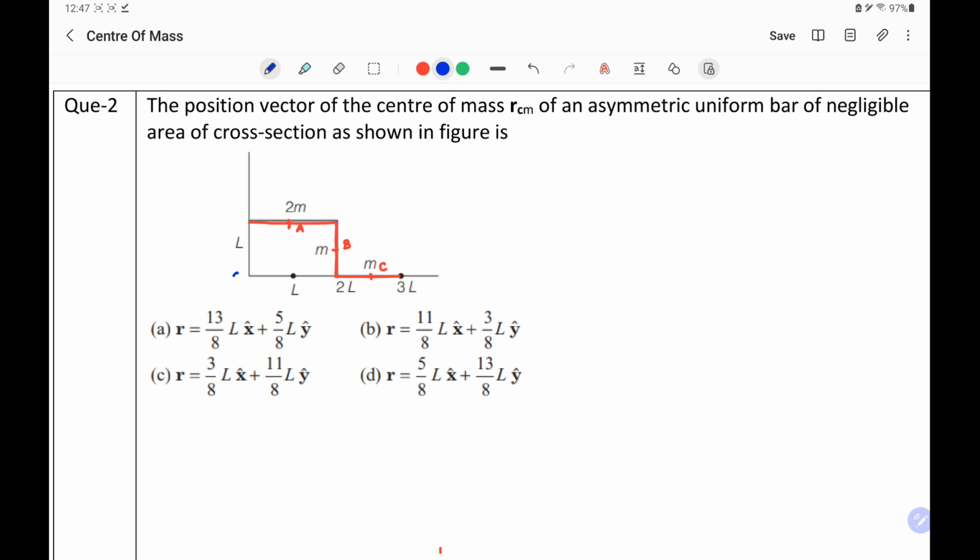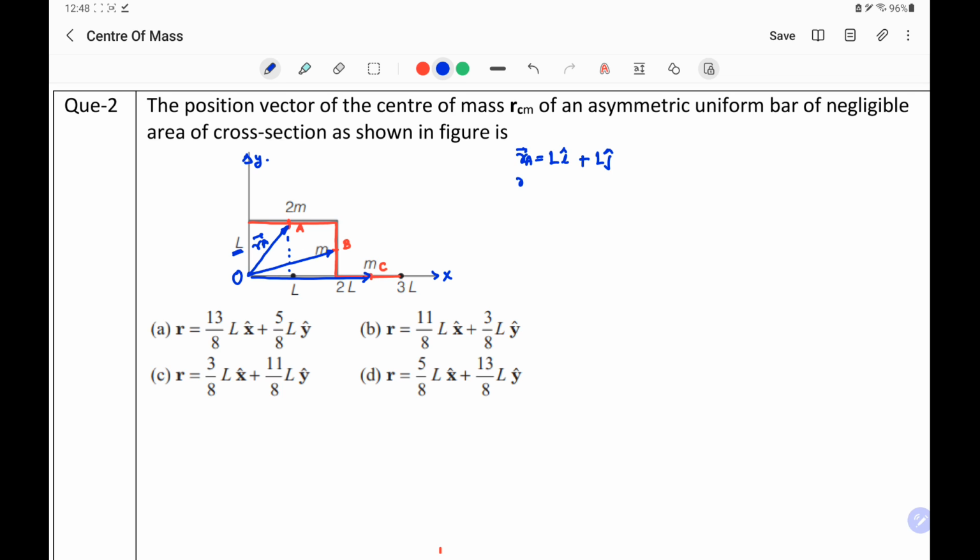Their positions with respect to the reference O are, suppose this is RA, another has the position vector RB, and the third one has the position vector RC. So we can write RA equal to, if we see the projection of the position vector RA along the x-axis is L, so we can write it as Li, where i is the unit vector along the x-axis, suppose this is the x-axis and the vertical axis is the y-axis, plus along the y-axis the projection is of length L, so it is Lj.